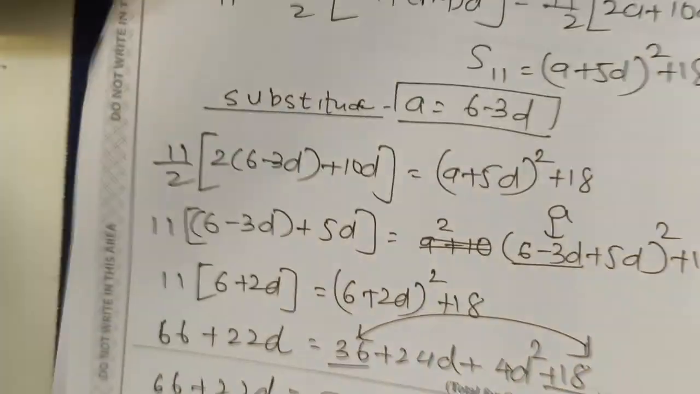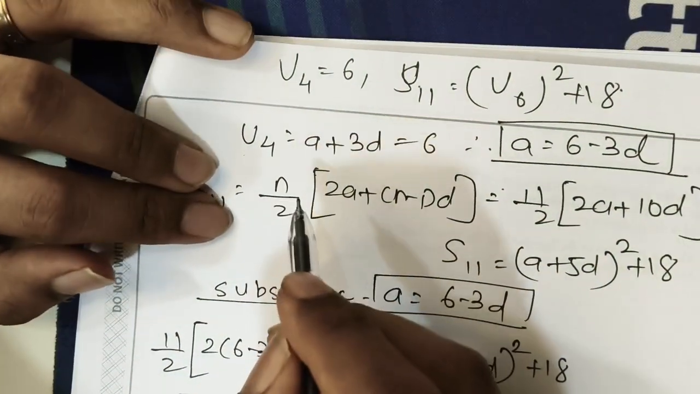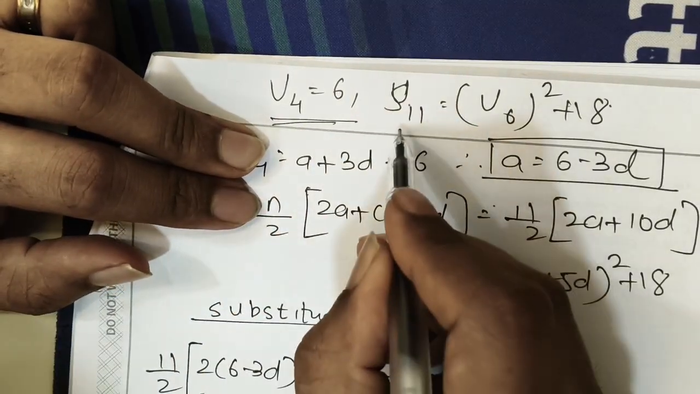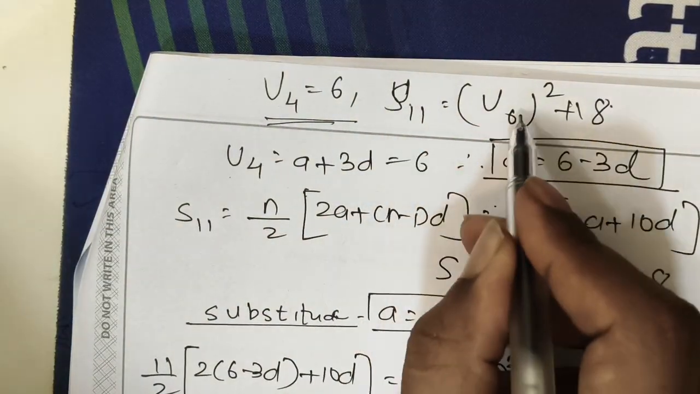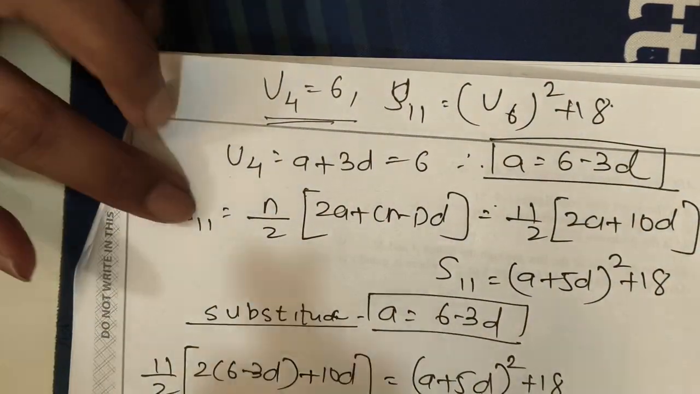Now this sum is a little complicated. So what I'm going to do is explain the stuff to you directly. What they are saying is, the fourth term in an arithmetic sequence is 6. The summation up to the 11th term is 6 times the term squared plus 18. Correct? Now you should know a few basics for this.